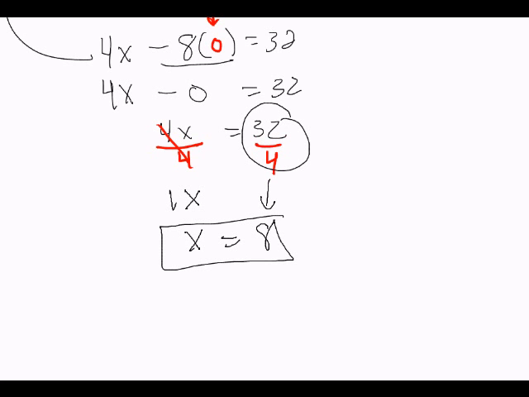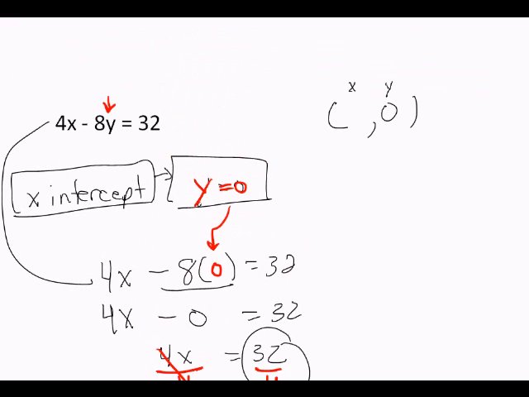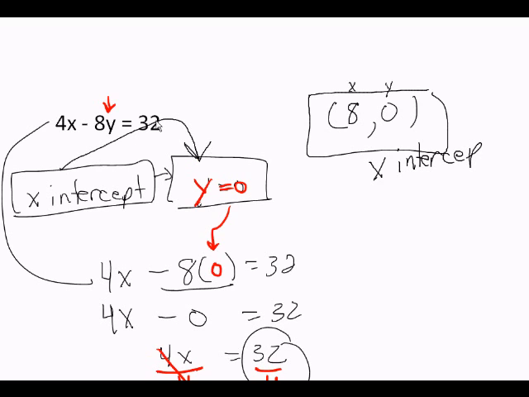So if we go back up, y is 0, x is 8. This is my x-intercept. For the x-intercept, y always equals 0.